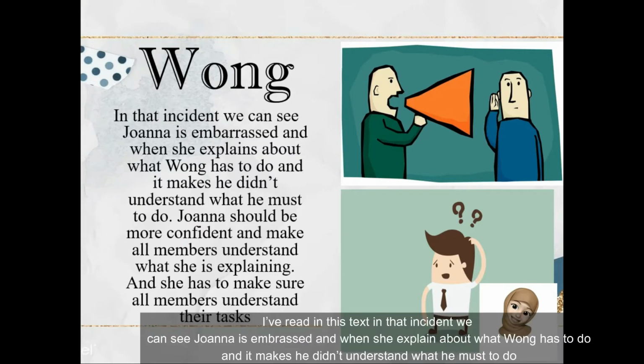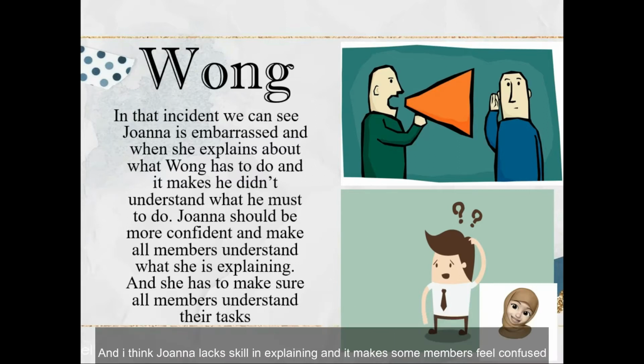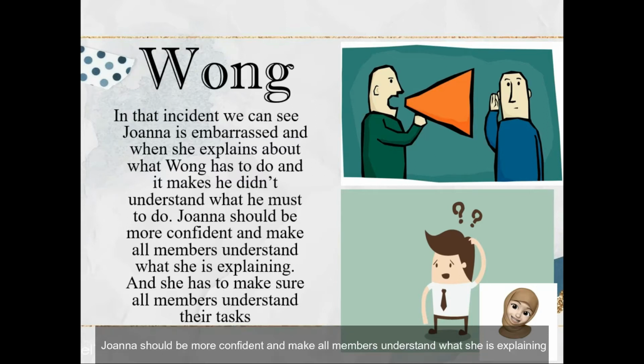I have read in this text that in that incident, we can see Joanna is embarrassed when she explains what Wong has to do, and it makes him not understand what he must do. And I think Joanna lacks skill in explaining, and it makes some members feel confused. Joanna should be more confident and make all members understand what she's planning.